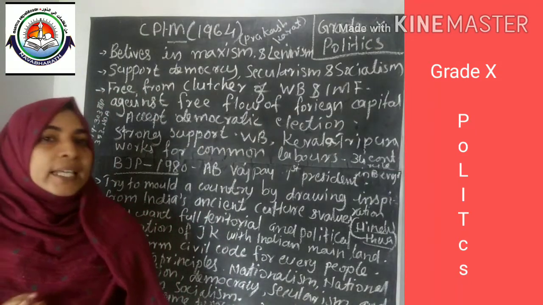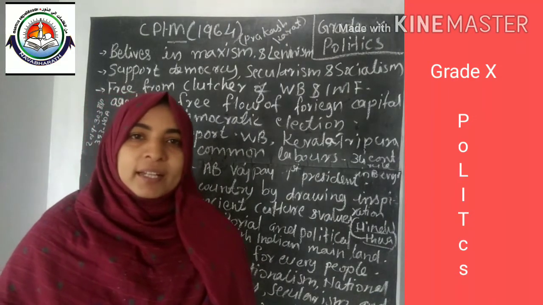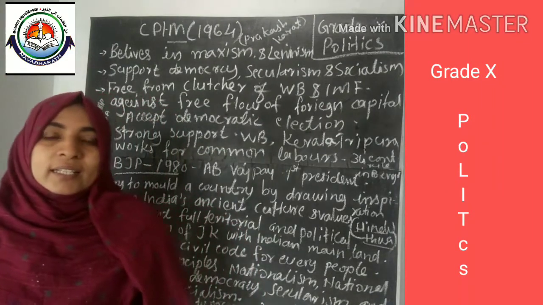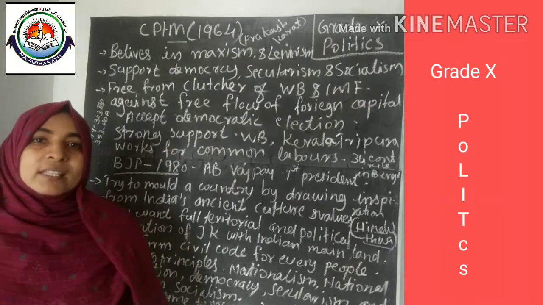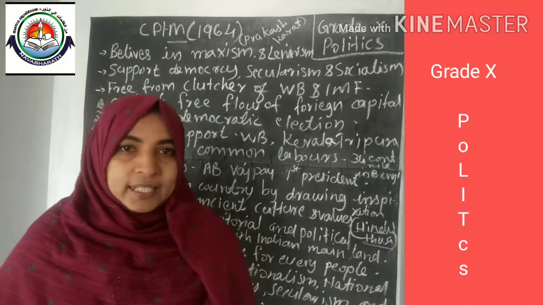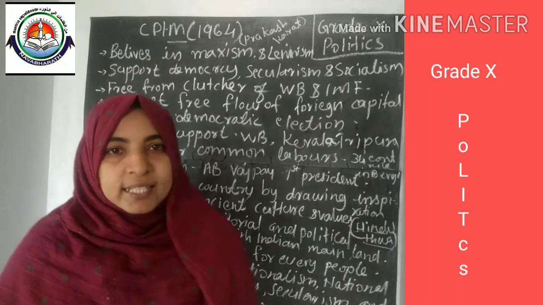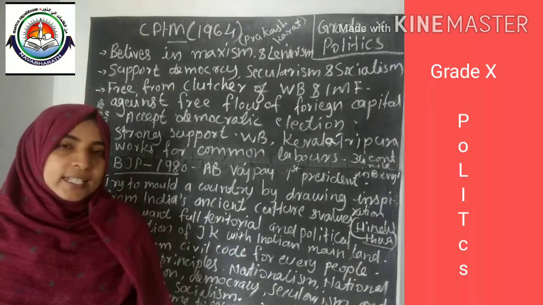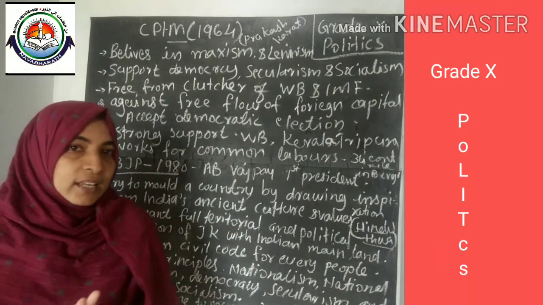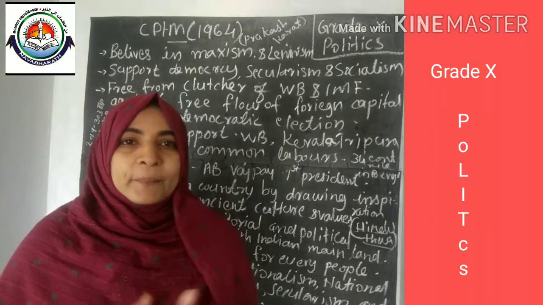The next party is BSP, which was formed in 1984 under the leadership of Kanshi Ram. The Bahujan Samajwadi Party was formed with the inspiration of Sahu Maharaj, Periyar Ramaswamy Naicker, and B.R. Ambedkar. Listen, what was their main agenda? The main agenda of BSP was to work for the weaker sections, like Dalits, OBC, SC and ST, and for their improvement.